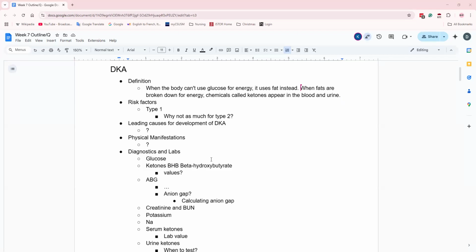So basic definitions. And Josh mentioned that it's typically for type 1. Why not as much for type 2 though? Because it could still happen. In type 2, they are still producing some insulin. Correct. The problem is the cells become insulin resistant because there's too much glucose. So type 2 is still making some kind of insulin.